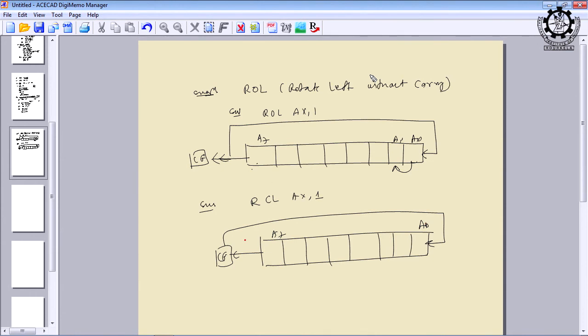So, here what is the difference? The leftmost bit position will affect the carry flag, and the carry flag value will be moved into the A0 position. Therefore, we call it rotate through carry. Is it okay? Similarly, we have other instructions, ROR and RCR. What is the meaning of these? This time, we have to say rotate right without carry and rotate right with carry. Is it okay?